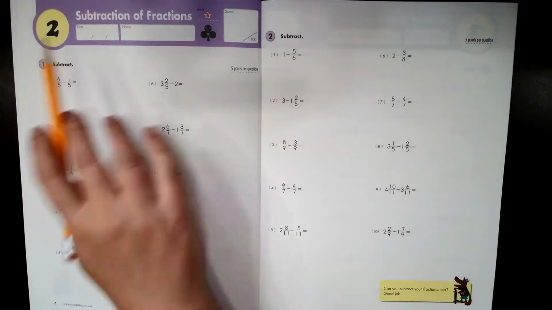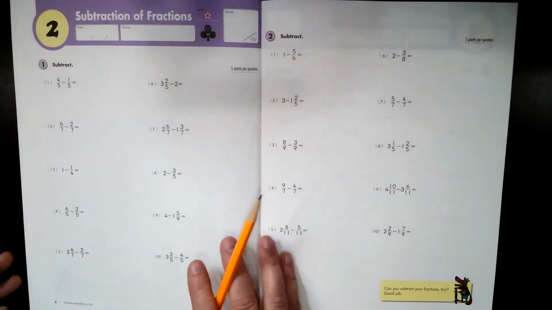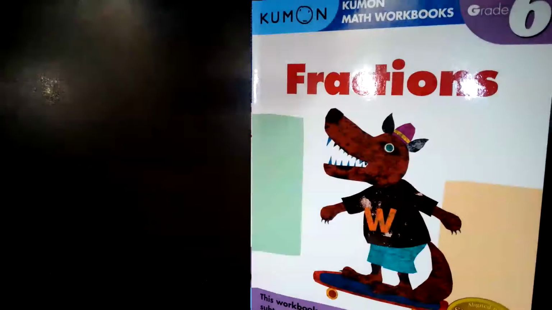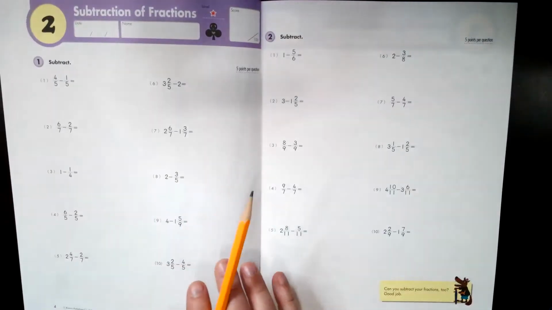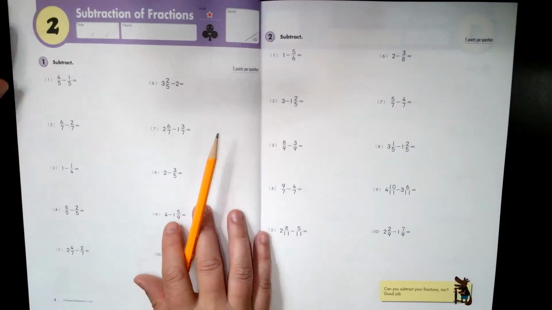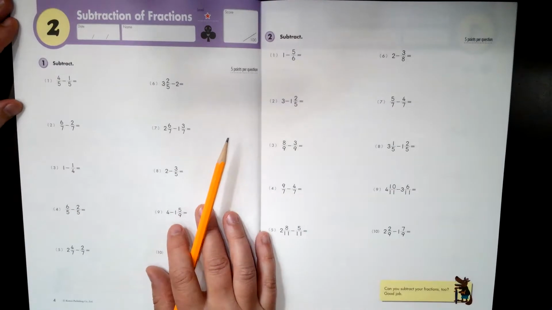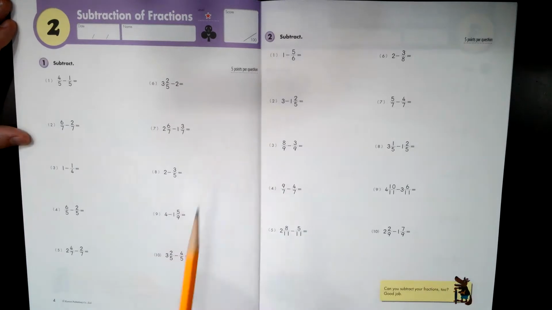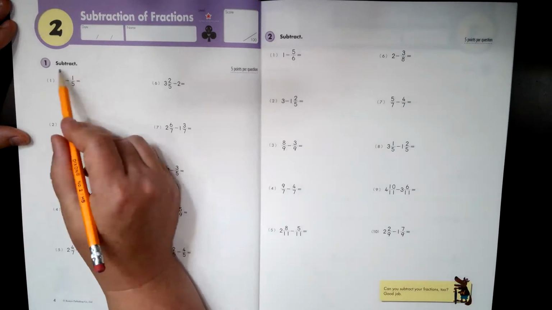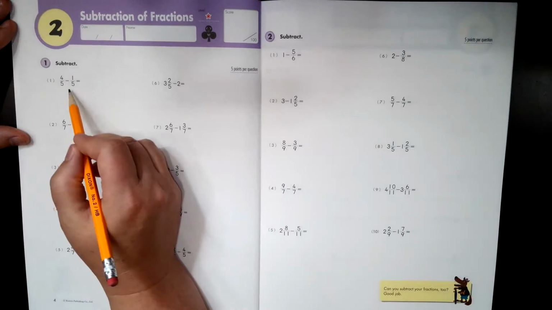This is lesson 2. We're looking at subtraction of fractions here in our fractions book, grade 6. And this is what you need to know. Fractions can be subtracted from each other. Fractions can be subtracted from whole numbers. When you have a whole, you might need to take part away, and that is subtraction. So we're going to be thinking about this when we're looking at the fractions.